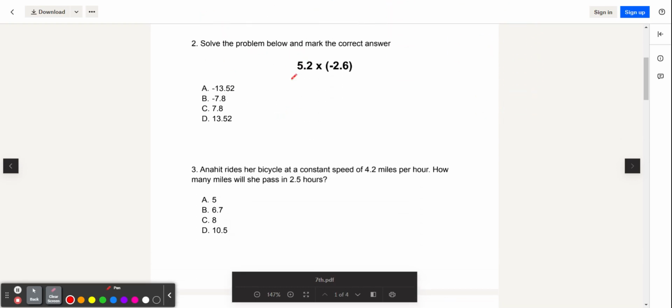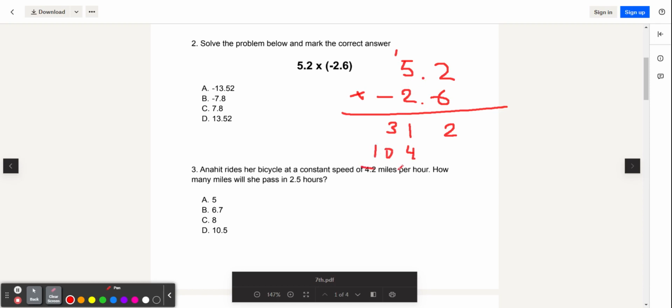Problem 2 says solve the problem below and mark the correct answer. So we have 5.2 times negative 2.6. We can write it vertically to make it easier to multiply. And in this case, multiplying two-digit numbers, you can just go one at a time. So 6 times 2 is 12, and 6 times 5 is 30, carrying the 1, 31. Then here, 4 and 10. We add, and then since there are 1, 2 numbers in the decimals, we move the decimal point 1, 2 over. And then, since it's a positive number times a negative number, our final answer will be negative 13.552. So that is A.